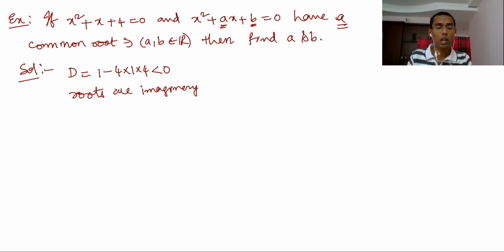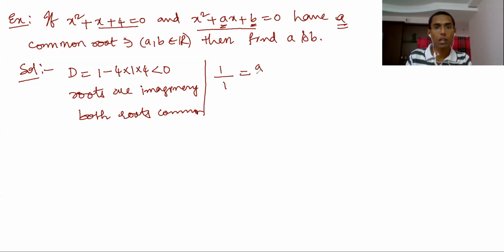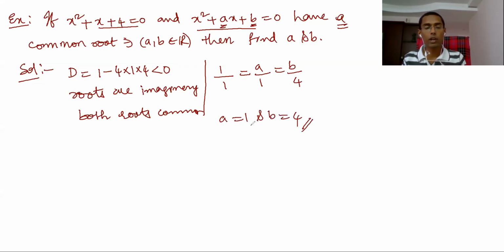Imaginary roots occur in conjugate pairs. Therefore, they both must have both roots common. If both roots are common, what is the condition? 1 by 1 equal to a by 1 equal to b by 4. So the ratio of coefficients must be equal. That means a equal to 1 and b equal to 4. This is how we can find it by using logic.